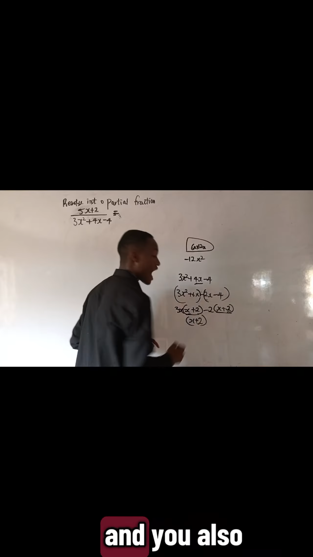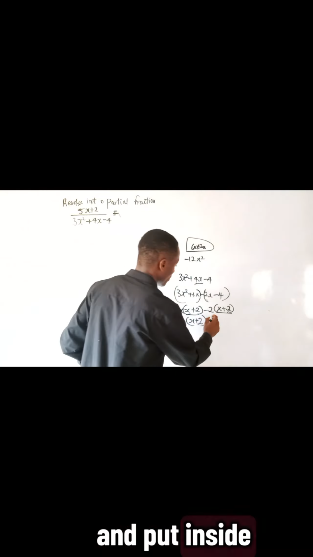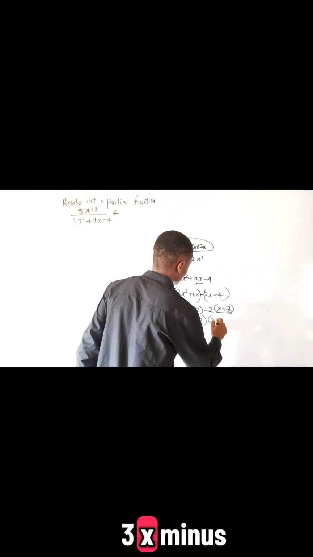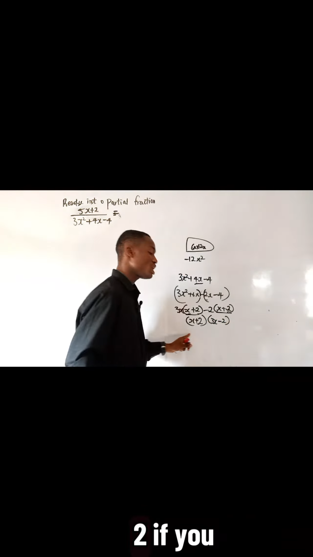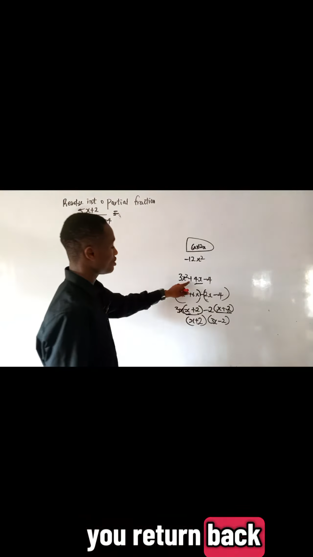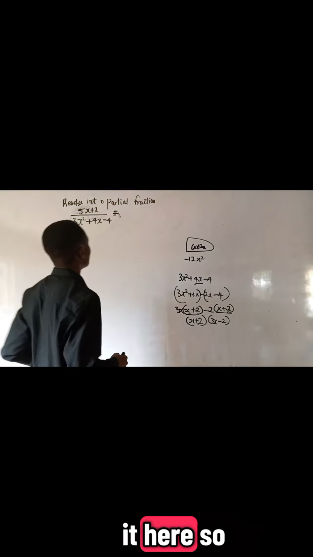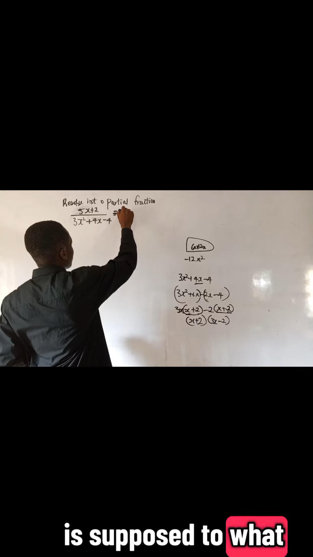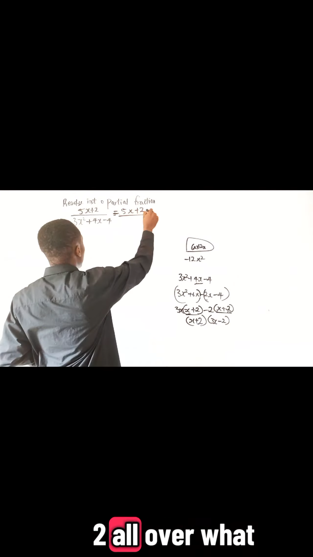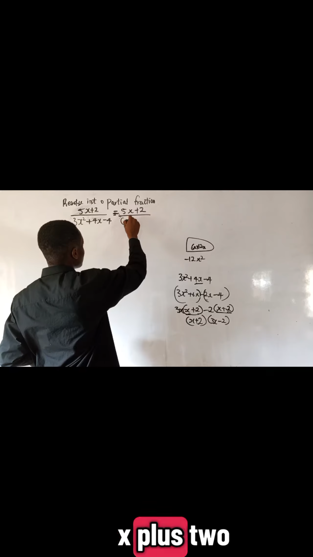And you also pick the ones that are outside and put them inside the brackets: 3x minus 2. If you multiply this back, you return to this, so this is actually correct. So let's bring it here. I can also say that this is equal to 5x plus 2 all over x plus 2.